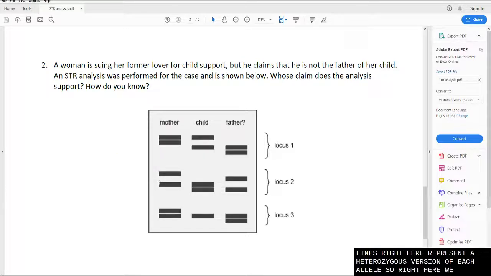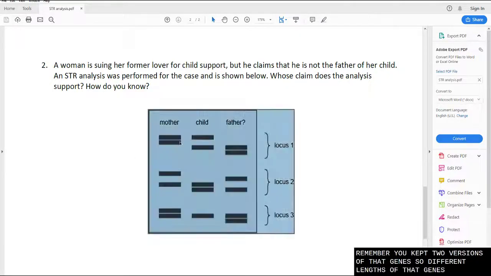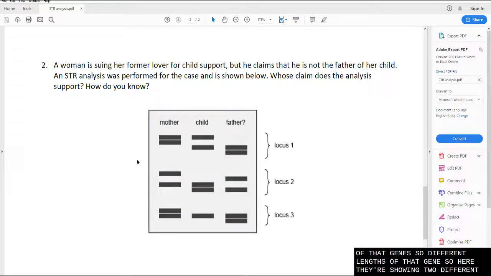So right here we're looking at 3 different alleles or gene locations. Remember, you have 2 versions of that gene, so different length of that gene. So here they're showing 2 different size fragments. If you're homozygous at a locus, then you'll have 1 line here. So the child then is a random assortment of the mother and the father. So this one, the child got this allele and got this one from the father. Down here, the child got this one from the mother and this one from the father.